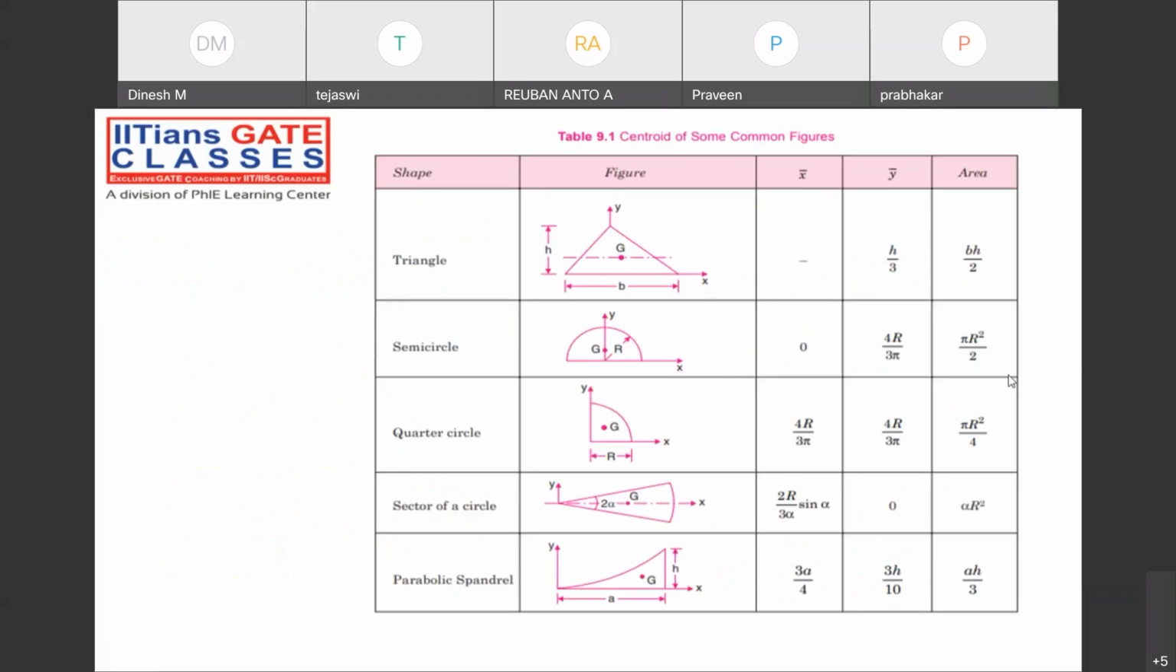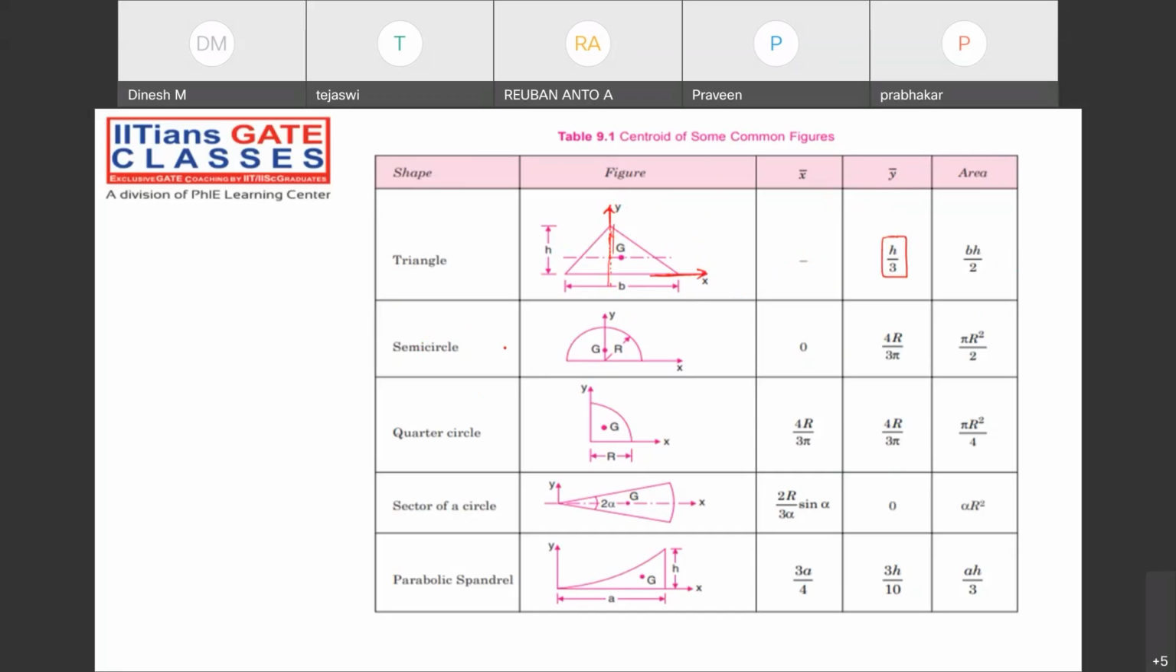Now note down the centroid for common figures. For triangle, if you just take the reference point from here for the triangle, x-axis and y-axis, remember the axis also, very, very important. So x bar will be what? Suppose it is unsymmetric figure, x bar we will calculate. What about the y bar? H by 3. Y bar will be H by 3. What about the area? Half of base into height.